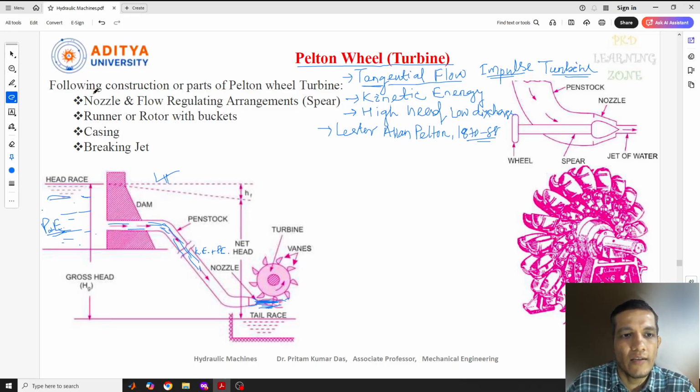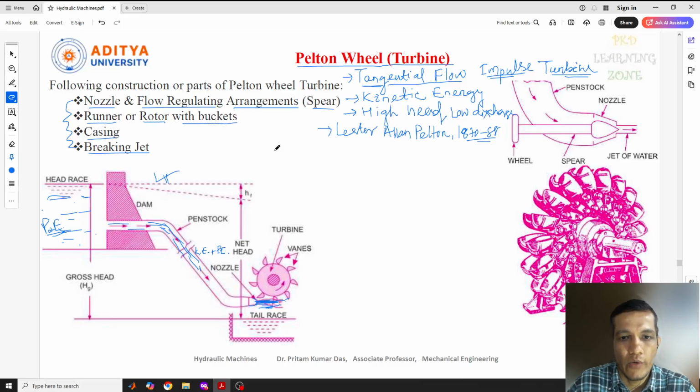Now we'll see what are the components or parts used in the Pelton wheel turbine. These are the basic or main parts. The first one is the nozzle and flow regulating arrangements such as the spear. The second one is the runner, or we can say rotor with buckets. The third one is the casing, and the fourth one is the braking jet. So these are the different parts or components which are used in the Pelton wheel turbine.